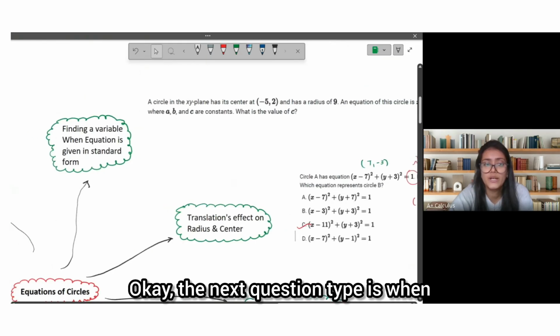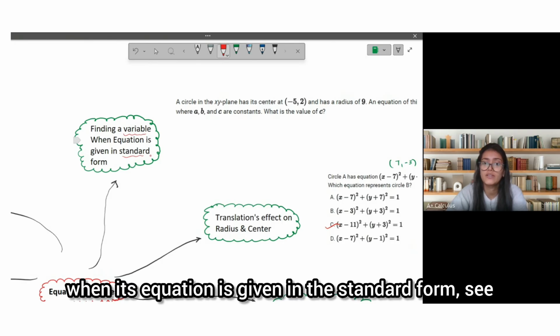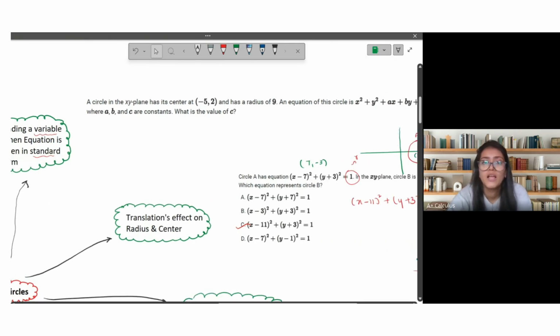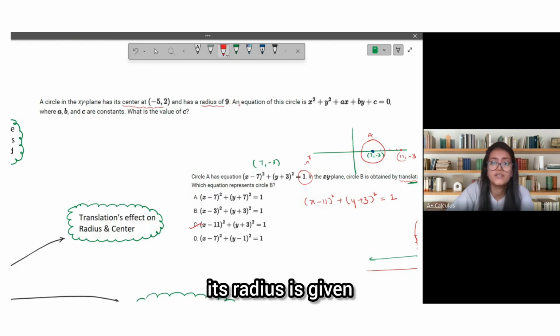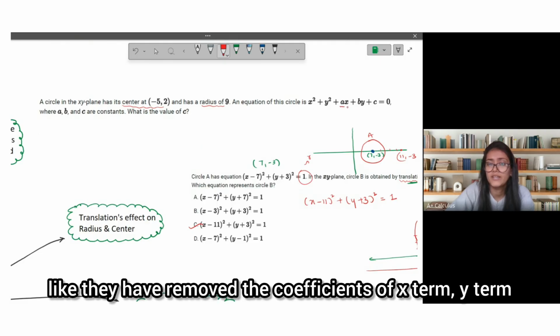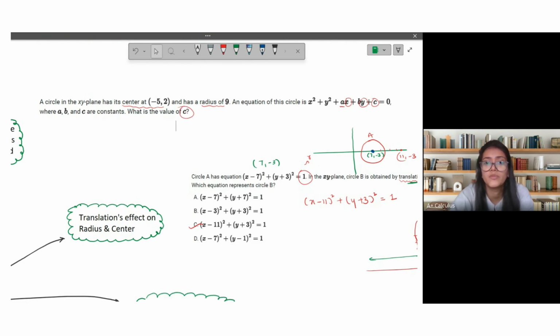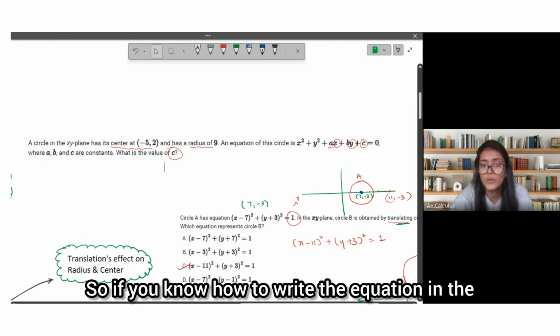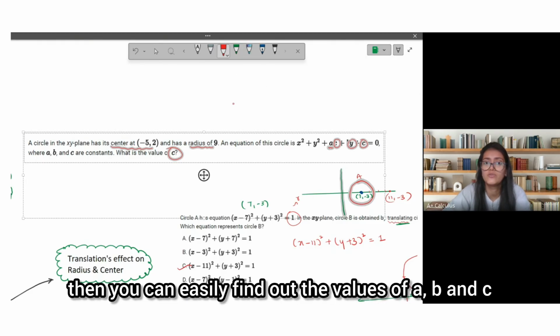The next question type is when we have to find a variable when the equation is given in the standard form. Some information is given about the circle: its center is given, its radius is given, and its equation is given, but they have removed the coefficients of the x term, the y term, and the constant term. We have to find the value of C, the constant term. If you know how to write the equation in the expanded form, then you can easily find the values of A, B, and C.